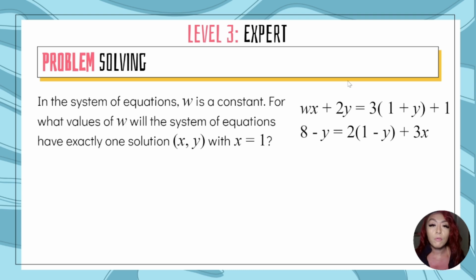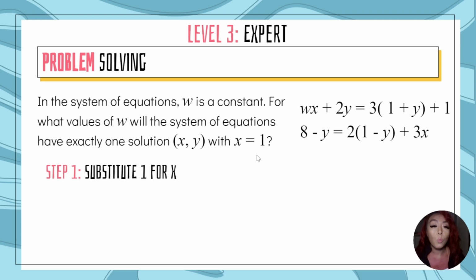Moving on to our Level 3, the expert level. We're going to look at a few problems that involve problem solving with systems of linear equations. In the systems of equations, w is a constant. For what values of w will the system of equations have exactly one solution, (x, y), with x equal to 1? Okay, so we know that there's going to be exactly one solution, and they give us the x value. So we're going to start with that.